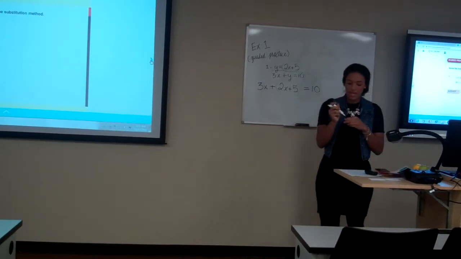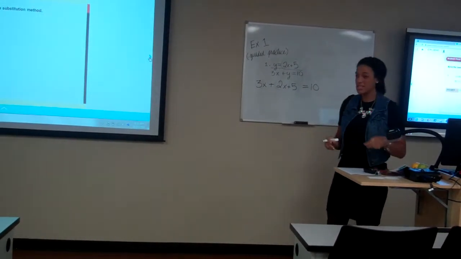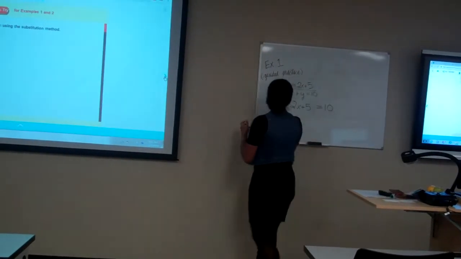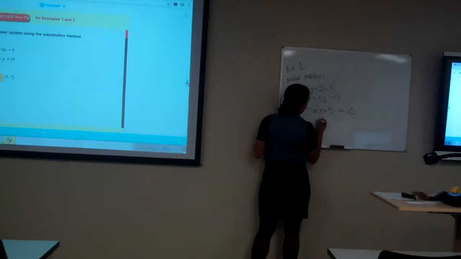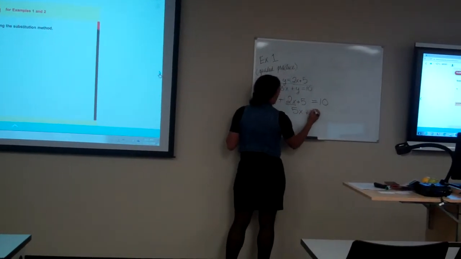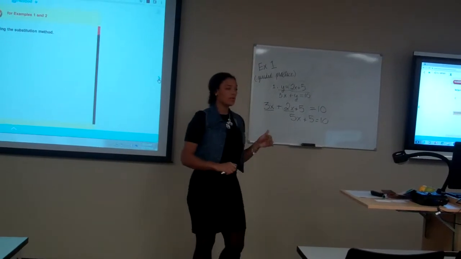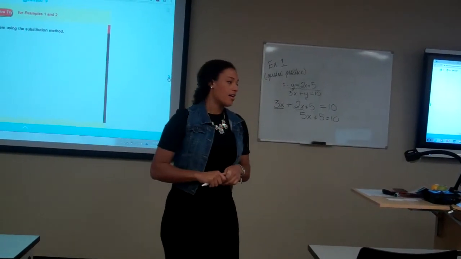All right. Annie, do you want to tell me what we can do next to continue solving this problem? We can combine our x's because they are in the same family. So we have 5x plus 5 equals 10. Now this step might be a little tricky. What we do to one side, we got to do to the other.